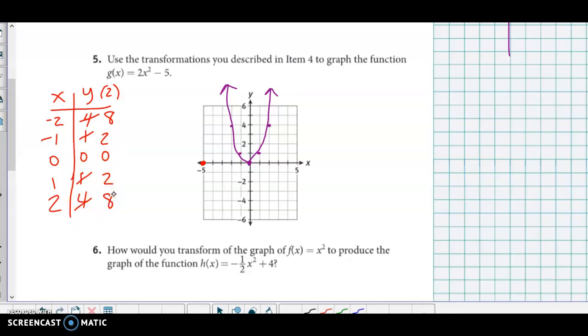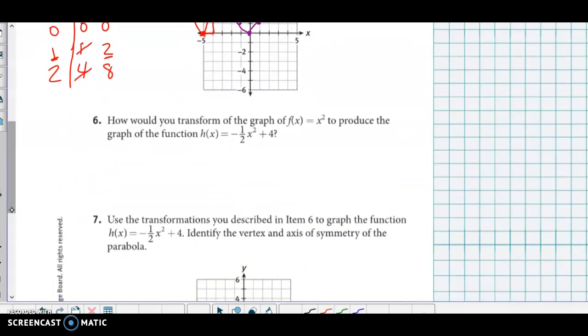So now I'm going over 1, up 2, over 1, up 2, over 1, up 2. I'm not going to be able to go up 8. I mean, I could guesstimate it to here. And we can see that this is in fact a vertical stretch. It is a thinner graph.